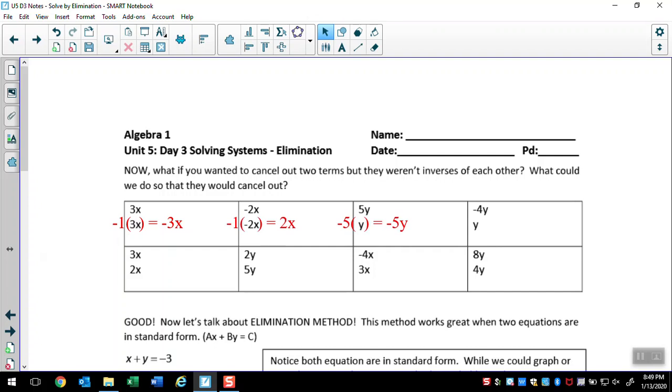And then this one, I'm starting with a negative 4y. I need to get to its additive inverse, which is a positive 4y. So I'm going to multiply this y by a positive 4. All right, now I want you to go ahead and try this next set on your own. Go ahead and pause the video now.